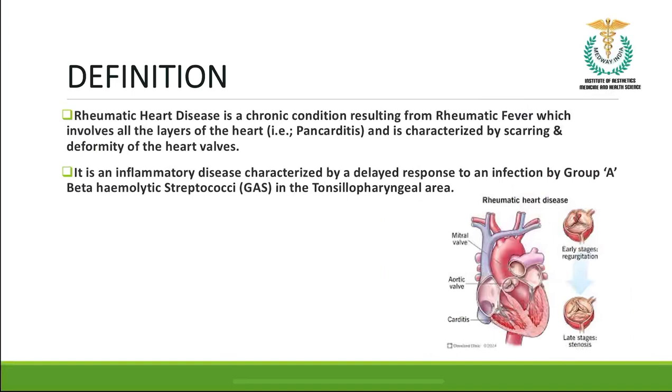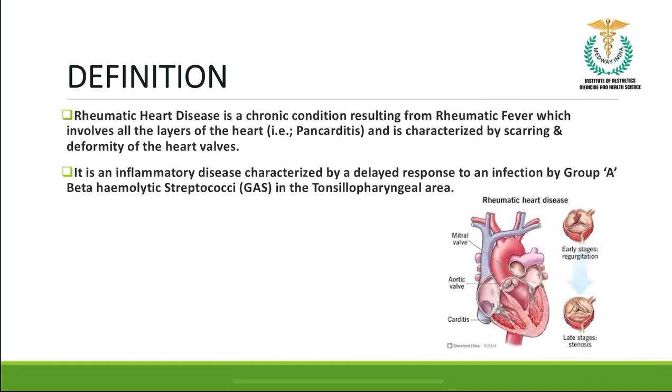So rheumatic heart disease is a chronic condition. It is mainly caused because of the rheumatic fever. This rheumatic fever will affect all the layers of the heart, which leads to pancarditis. So it can lead to the inflammation of all three layers of the heart, that is endocardium, myocardium, and pericardium. And then it is characterized by the scarring and deformity of the heart valves.